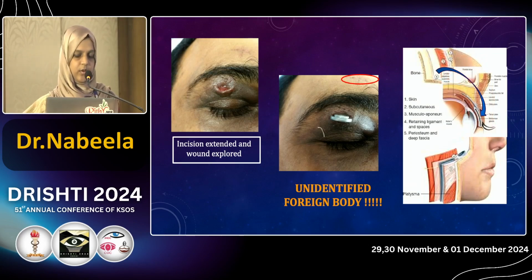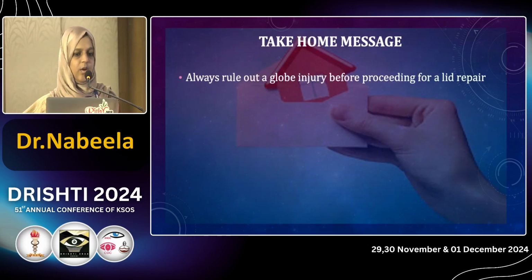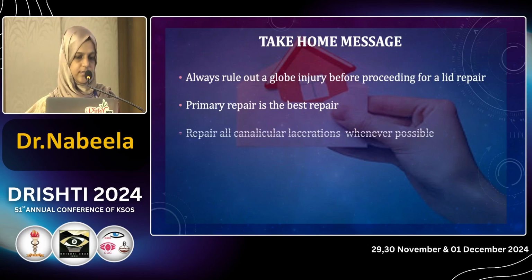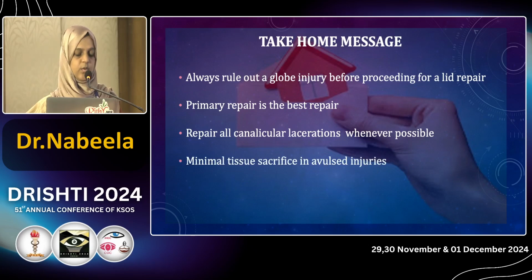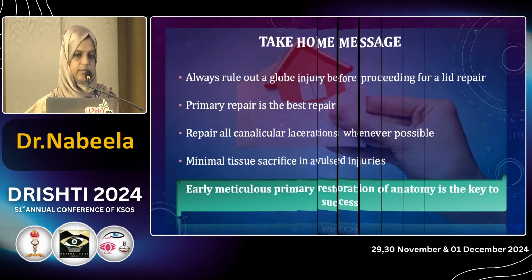So finishing off with a take-home message, always rule out a globe injury before proceeding for a lid repair. Primary repair is the best repair. Repair all canalicular lacerations whenever possible, and minimal tissue sacrifice in avulsed injuries is the rule because of the excellent vascularity of the lid. So an early, meticulous, primary restoration of anatomy is the key to success for a lid repair. Thank you.